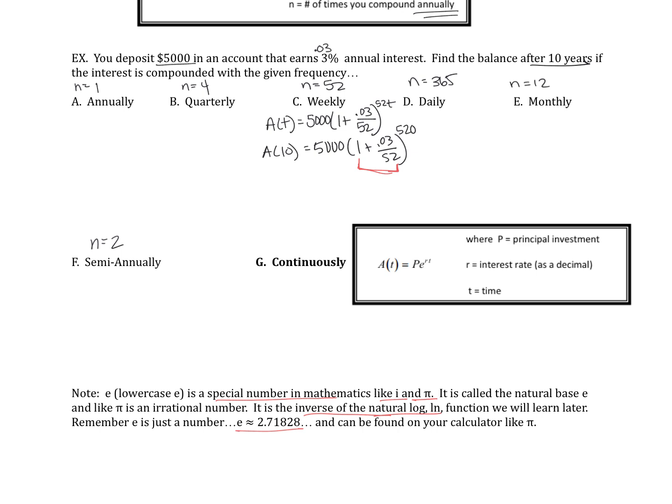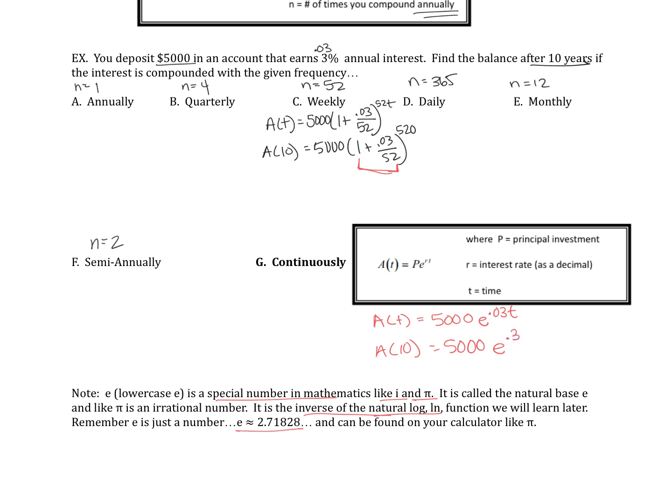So in this particular problem, my A of t would still be my initial investment of $5,000, but now there's no parentheses, there's no 1 plus or minus anything, there's this e, and then my exponent is my rate, which is 0.03 times my time. So in this case, my A of 10 years equals 5,000 times e to the 0.03 times 10. So that would be 0.3.